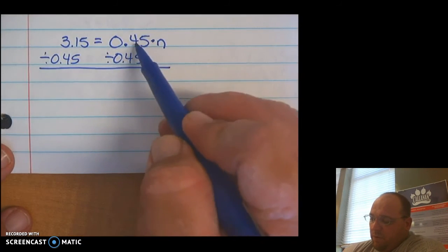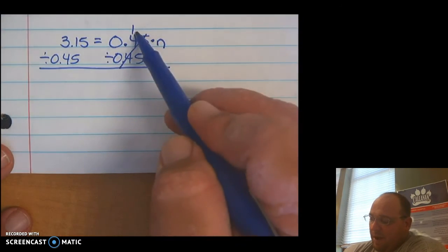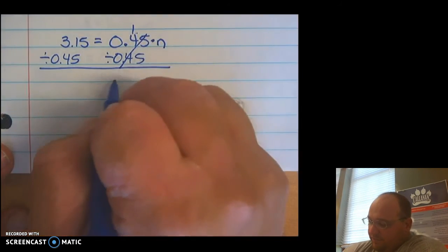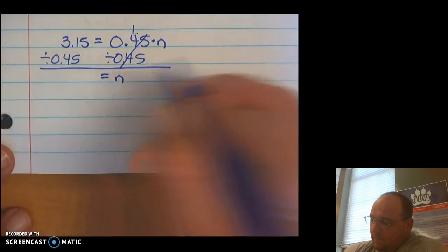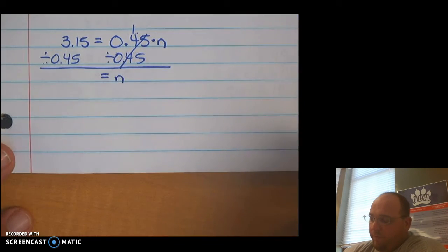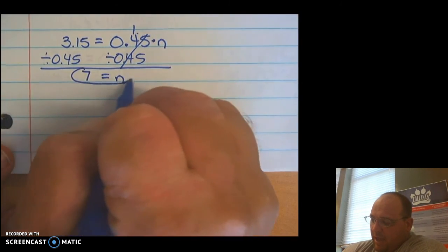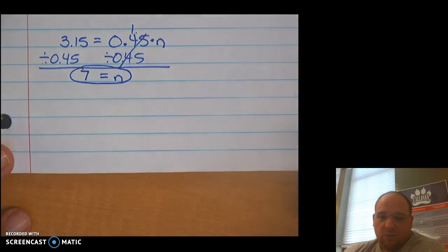So when I take 0.45 divided by 0.45, like I said, that's going to give me 1. Identity property tells me, hey, 1 times n is n. Over here, I'm going to take 3.15 and I'm going to divide it by 0.45. This will give me an answer of 7. So my solution I have is 7 is equal to n.